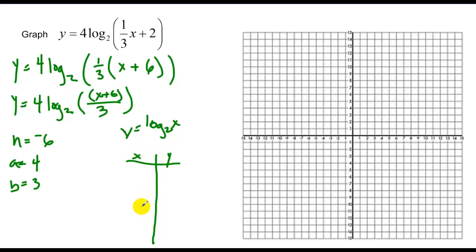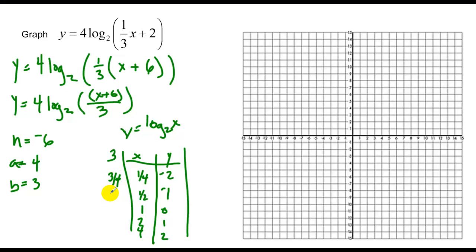Pick powers of 2: 1, 2, 4, 1/2, 1/4, giving -2, -1, 0, 1, and 2. Going to multiply by 3 to the x's, giving me 3/4, 3/2, 3, 6, 12, and multiply by 4 to the y's, giving me -8, -4, 0, 4, and 8. So I'll move over 6. And start graphing.